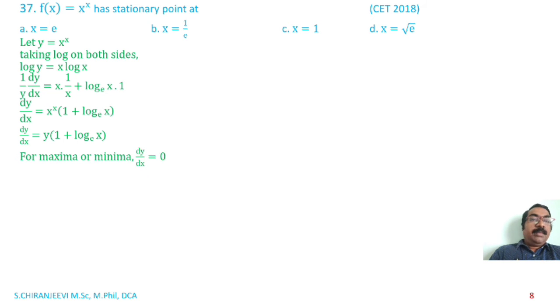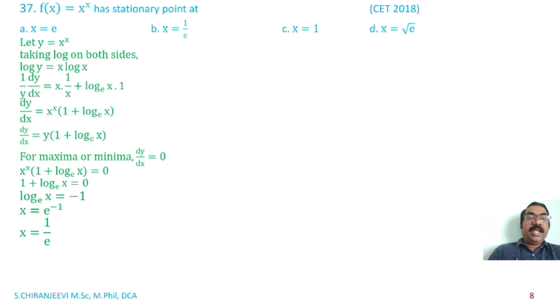For maxima or minima, the condition is dy by dx equal to 0. So x power x into 1 plus log x equal to 0, so 1 plus log x equal to 0, log x equal to minus 1. So here x equal to e power minus 1. So x equal to 1 by e, which is the answer, option B.